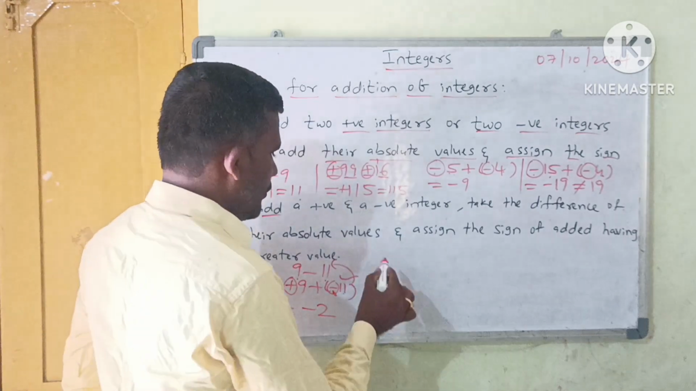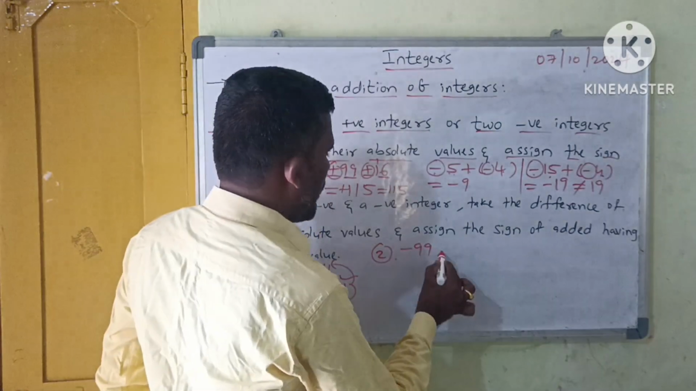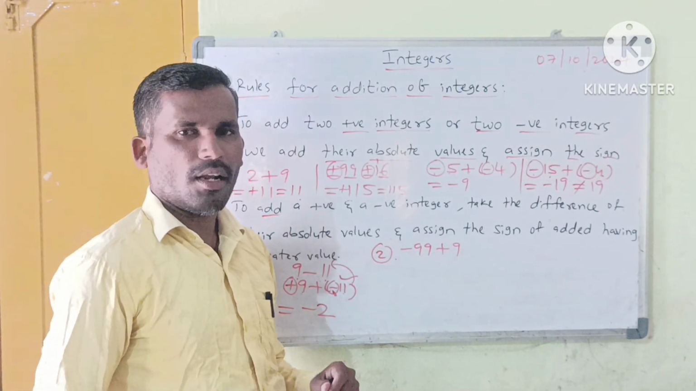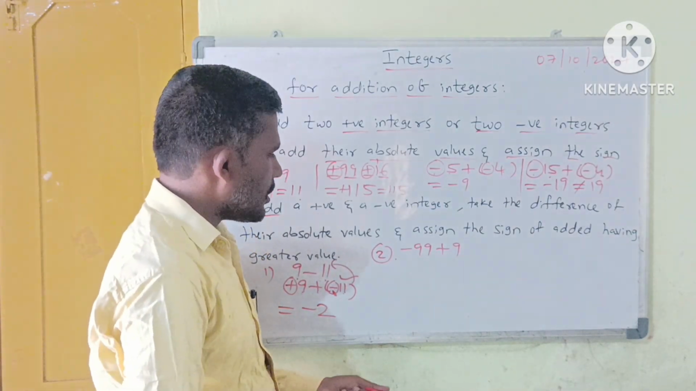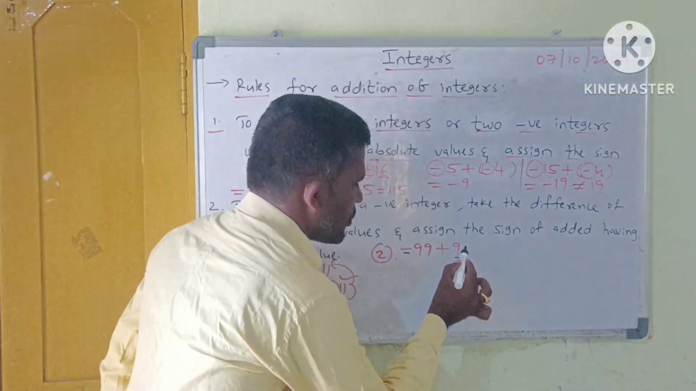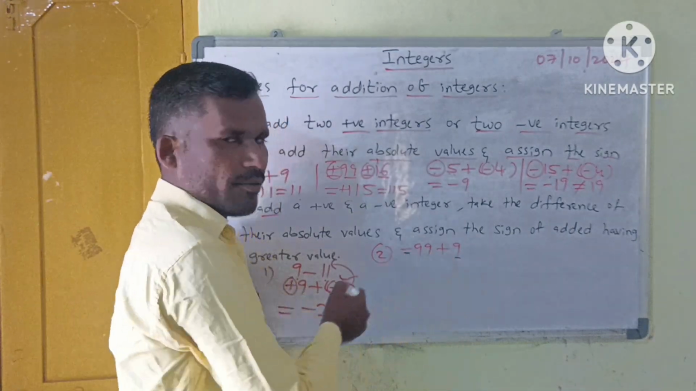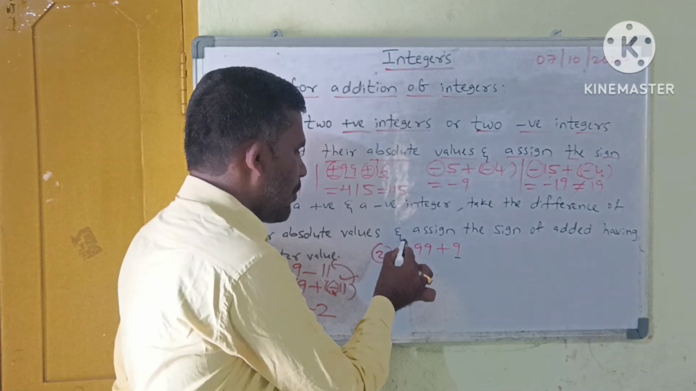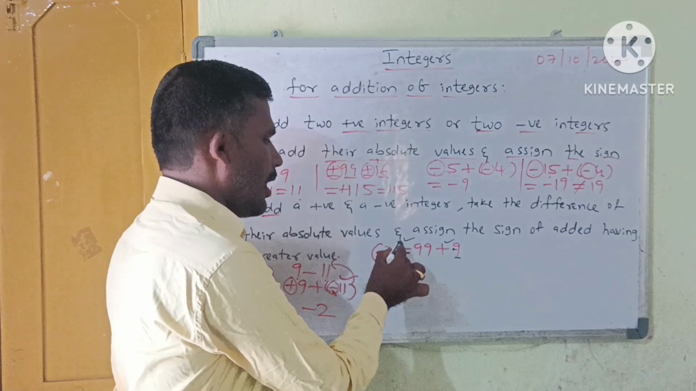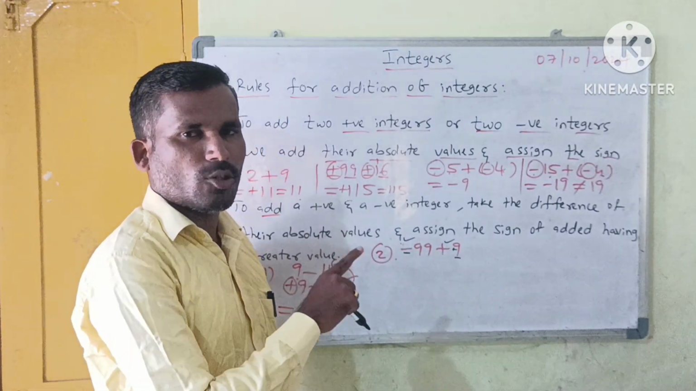I am taking another example. What is minus 99 plus 9? Here also one is a negative and another one is a positive. 9 is a positive. Negative integer, positive integer adding. So while adding, here both have opposite signs. Here minus, here plus. So 9 is nothing but plus 9 only. So while having the opposite sign, you have to subtract. You have to take the difference of the two numbers.